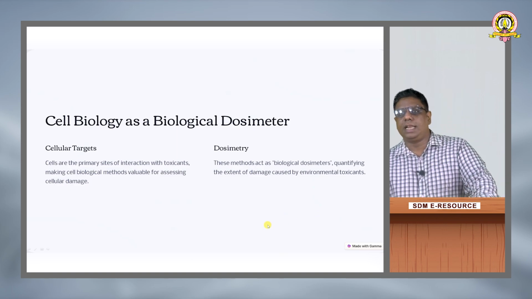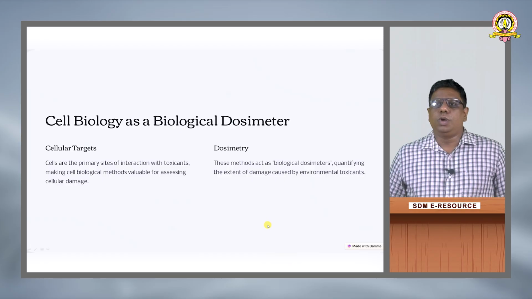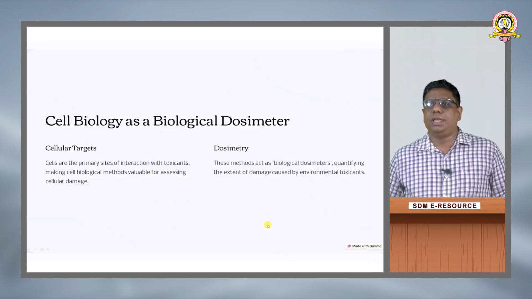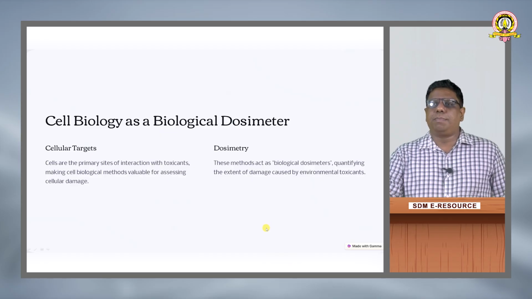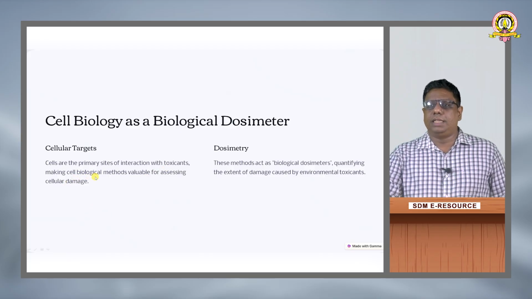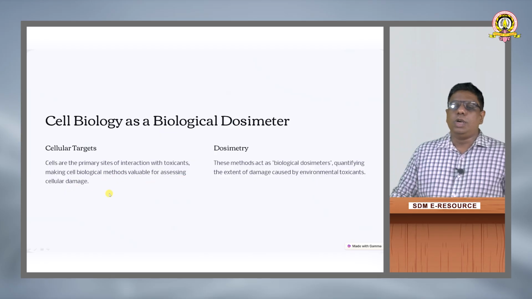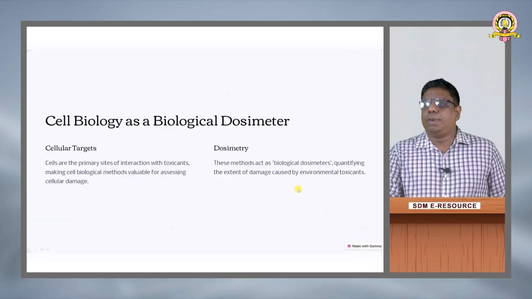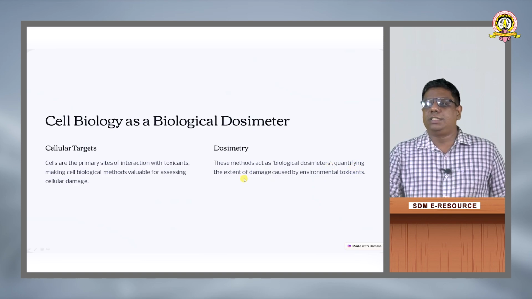So, the cell as a cellular target. What does that mean? As the cells interact with toxins, there is a lot of DNA damage or cellular damage going on. The cells are primarily sites of interaction with toxins, making cell biological methods valuable for assessing cellular damage. They also act as a dosimeter. What do we mean by that? A biological dosimeter allows us to quantify the extent of DNA damage caused by environmental toxins.